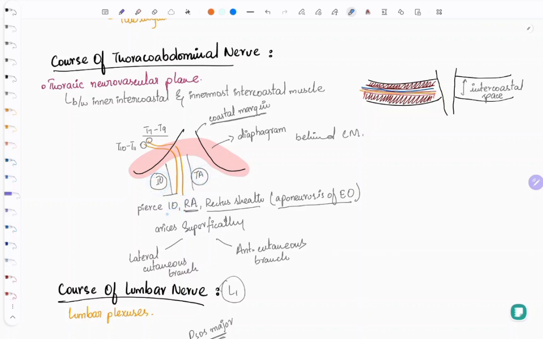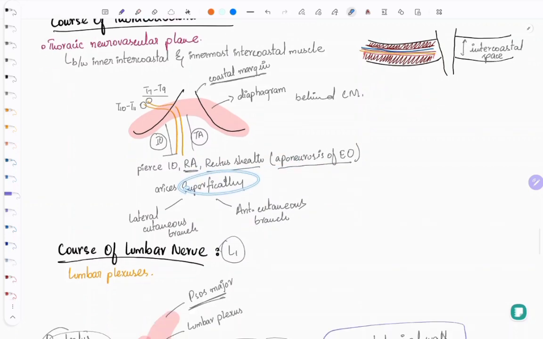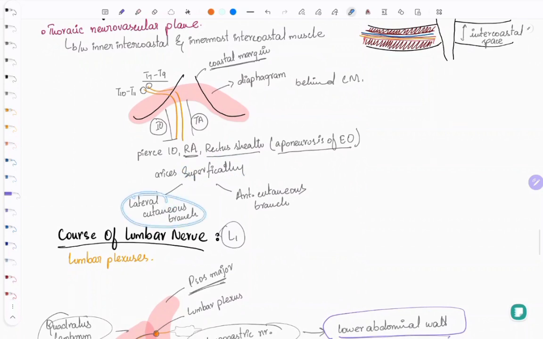These nerves then pierce the internal oblique and rectus abdominis, the rectus sheath, which is formed by the aponeurosis of the external oblique, and arise superficially, dividing into two branches, a lateral cutaneous branch and an anterior cutaneous branch. The lateral cutaneous branch supplies the lateral abdominal wall and the anterior cutaneous branch supplies the anterior abdominal wall.